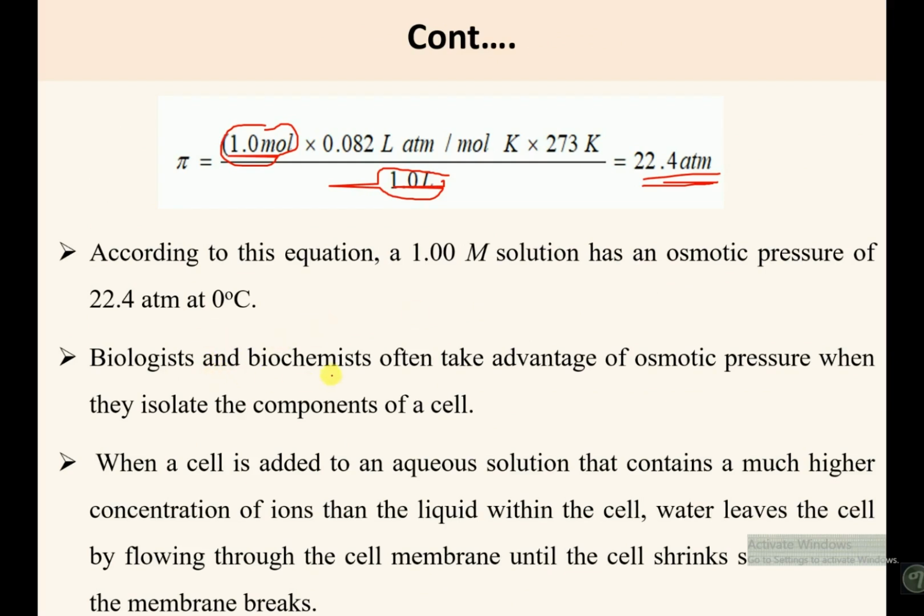Biologists and biochemists often take advantage of osmotic pressure when they isolate the components of the cell. They use this osmotic pressure principle to separate cell components. In the earlier section we discussed osmosis and diffusion. Osmosis is the movement of particles from low concentration to high concentration. And diffusion is the movement of particles from high concentration to low concentration, for example in a gaseous medium. Diffusion also happens in liquid medium actually.